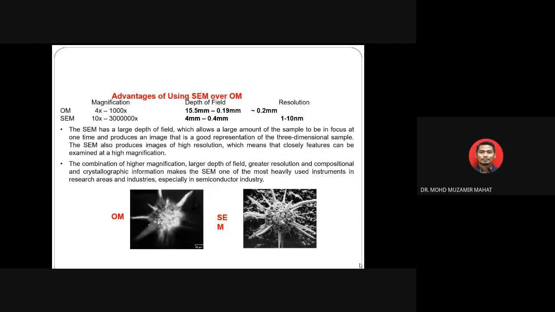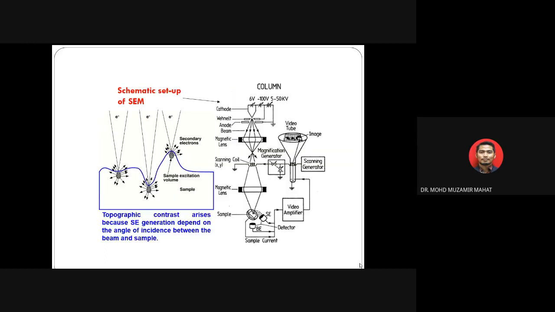Okay. These are some advantages of using a scanning electron microscope over an optical microscope, and of course you can see and read it. This is very obvious in terms of resolution and depth of field. This is the schematic setup of SEM. You can get topographic contrast because the scanned electron signal depends on the angle of incidence between the beam and the sample.